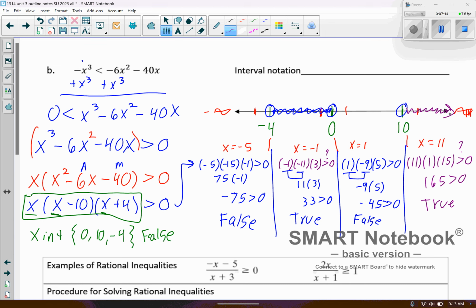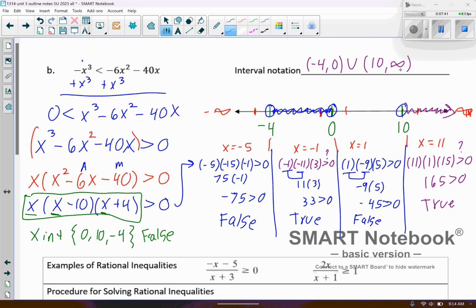And then now we need to go ahead and put this with our interval notation. So the first part of it, and we've got to remember those are not included. So from -4 to 0, but we're going to use parentheses to indicate we don't include the endpoints. And then we have to union in and go from 10 to infinity. And there we are.